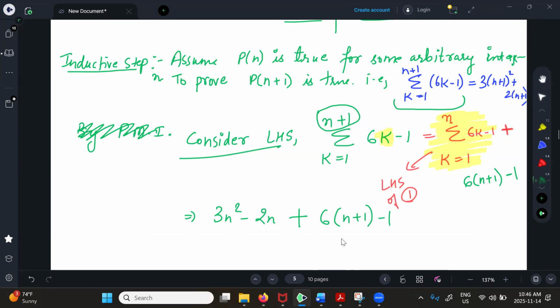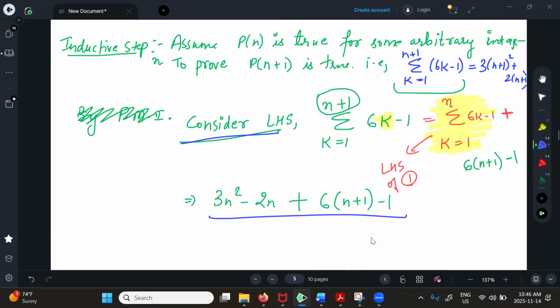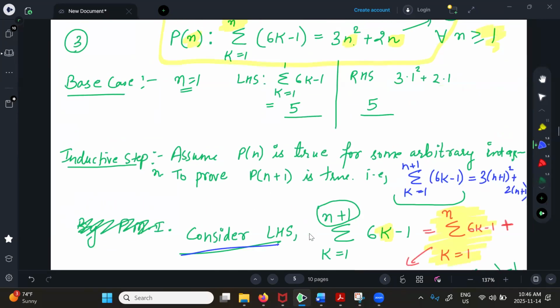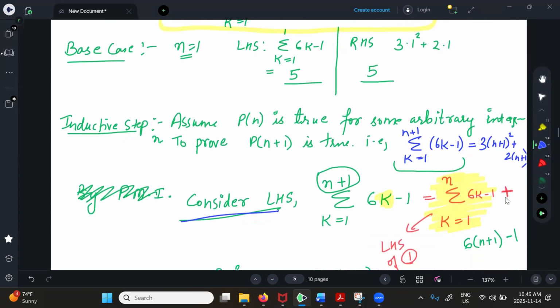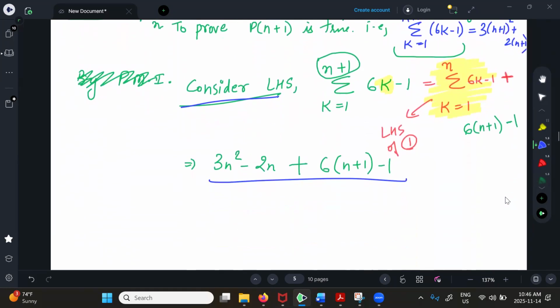Just follow the steps in the exam, then there is very little chance that you will blank out. Write Pn plus 1, start with the left-hand side, play with it, do some magic. You want to get this at the end. Or simplify that a little bit. See what is happening. This is 3n squared plus 2n plus 6n plus 6 minus 5, so minus 1. Yes, you're right. 3n squared plus 8n plus 1. Right?